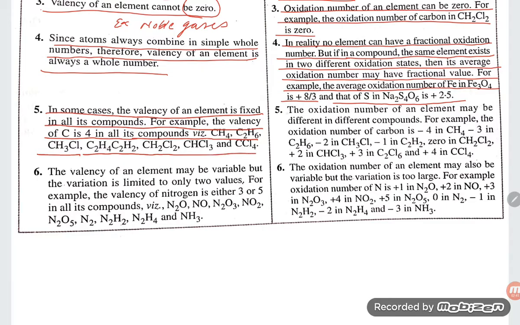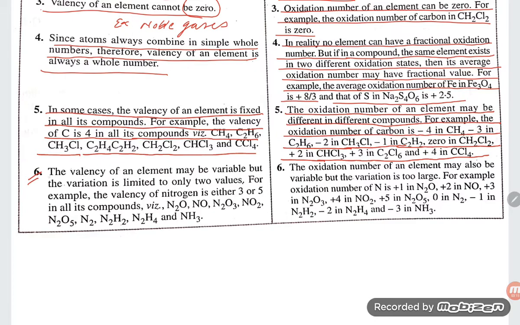The oxidation number of an element may be different in different compounds. For example, the oxidation number of carbon is -4 in CH4, -3 in C2H6, -1 in CH3Cl, 0 in C2H2, +2 in CH2Cl2, +3 in CHCl3 and C2Cl6, and +4 in CCl4. So the oxidation number changes in different compounds.